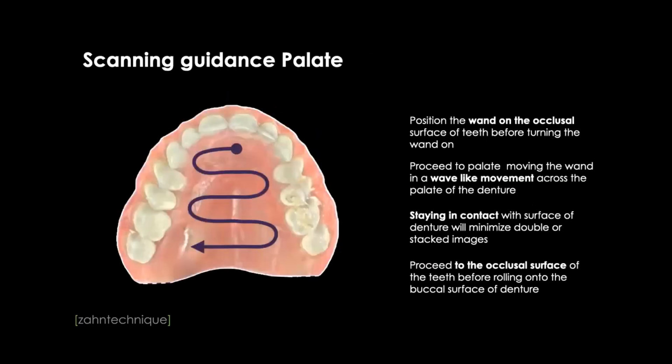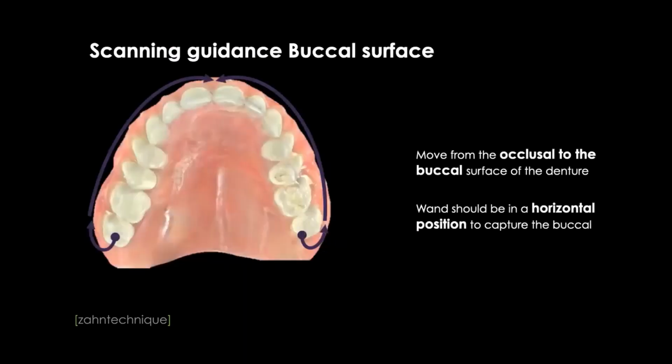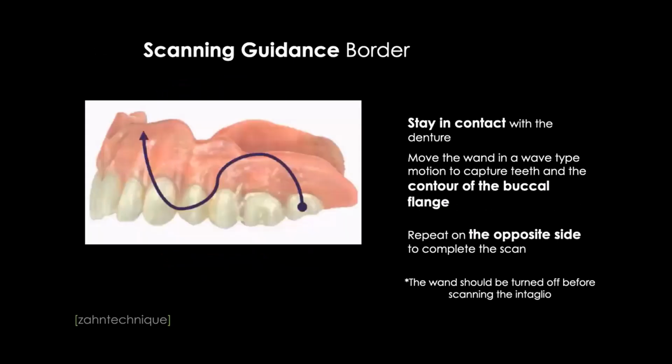Then you go to the palate, right? Do the same thing, position the wand on the occlusal surface. And then you turn it on and you proceed in a wave-like movement, what we saw before, over the palate. And you stay in contact with the surface of that bite block, always touching it. And then scanning the buccal surface, right? Move from the occlusal to the buccal. You move over and you scan the buccal surface. The wand should be in a horizontal position to capture the buccal.